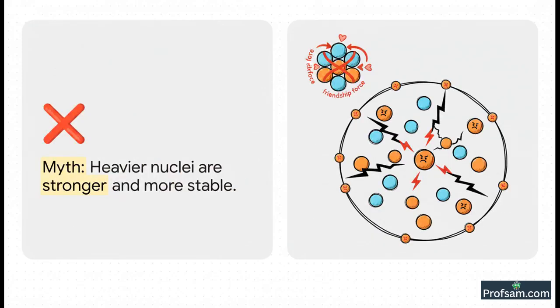The second big myth is that bigger means stronger or more stable. It's easy to think that a heavy nucleus like uranium must be much stronger than a light one like helium. But actually, it's often the other way around. Remember our analogy? The strong nuclear force, the glue, is very short range. In a huge nucleus, protons on opposite sides are too far apart to feel this glue, but they can still feel the long-range repulsion from all the other protons. So in these really big nuclei, the repulsion starts to win the battle against the strong force, and that's what makes them unstable.